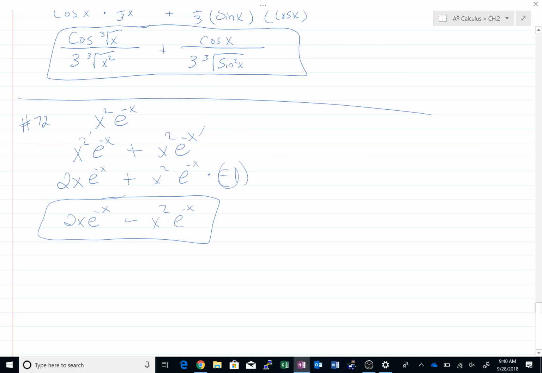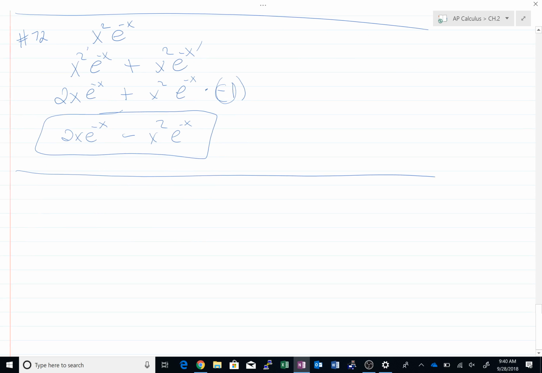Let's do an ln. Number 76. We've got ln of 1 plus e to the x over 1 minus e to the x. All right, so the rule is u prime over u. So it's the derivative of that entire mess. All right, so we have to find that this u is actually the entire thing.